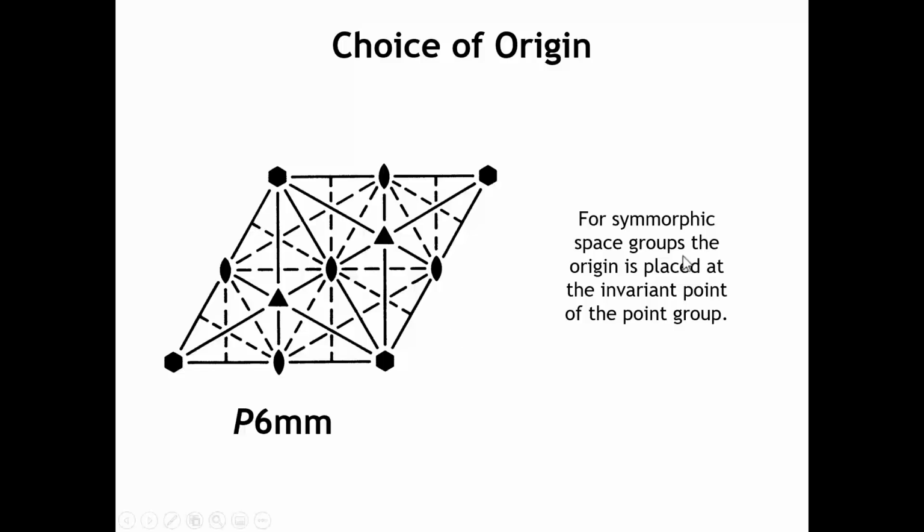If we have a symmorphic space group, like P6MM, then we're going to always place the origin at the invariant point of the point group. What do I mean by that? Well, if we have a point group, there's always got to be one point that is not changed by the symmetry operations of the point group. And that's going to be where the rotation axes and the glide planes intersect. Sometimes there might be an inversion center at that point. Here, it's where the sixfold rotation axis intersects with the mirror planes.